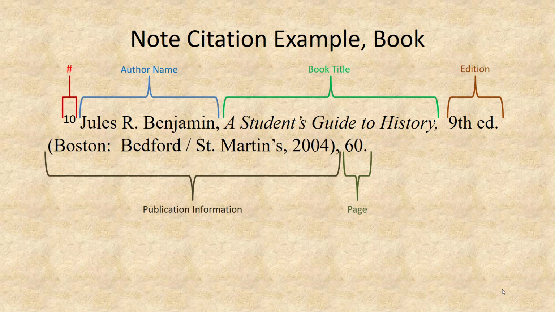In brown is the publication information, opening with a parenthesis, then the city, colon, publisher, comma, and date, close parenthesis, followed by a comma. Last in dark olive is the page number for the specific information to which footnote 10 refers in the text, and the entire footnote is closed with a period.